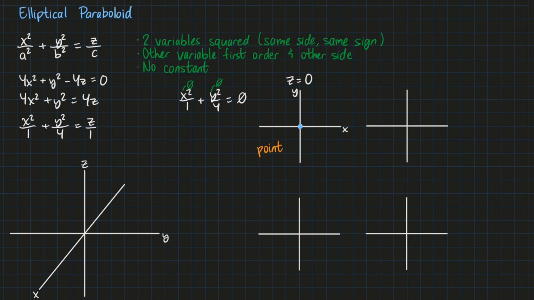Since that xy trace gave us a point, we can choose another value of z. Let's say z equals 1. The equation we have is now x squared over 1 plus y squared over 4 equals 1. And this is the equation for an ellipse.